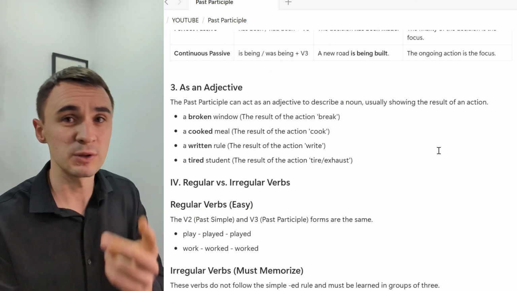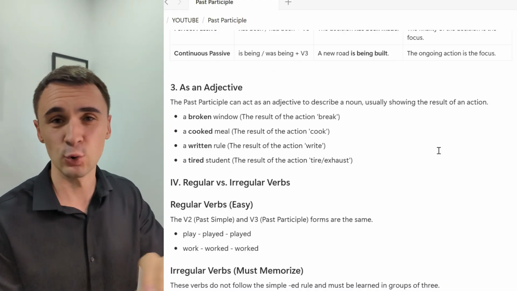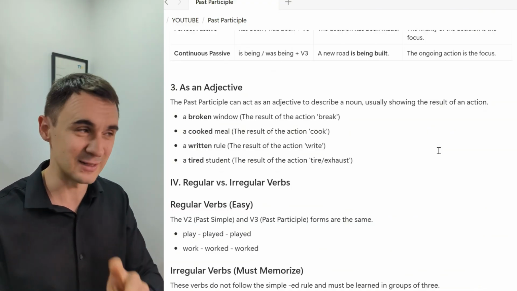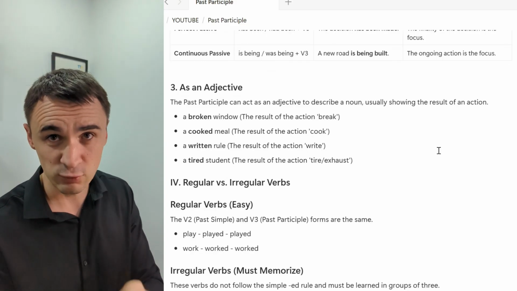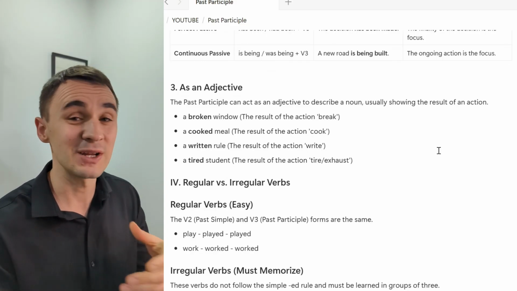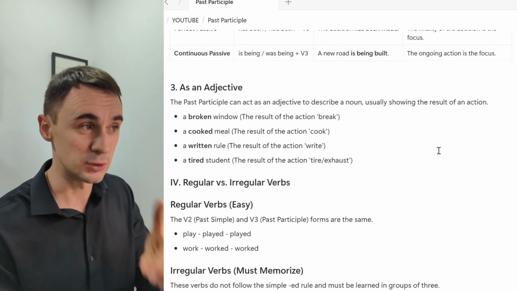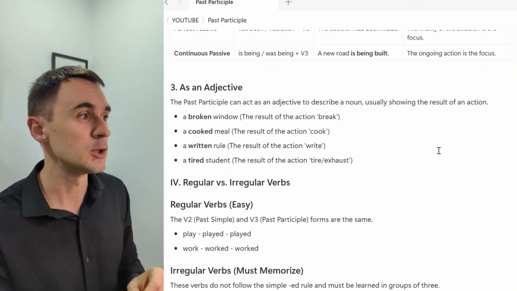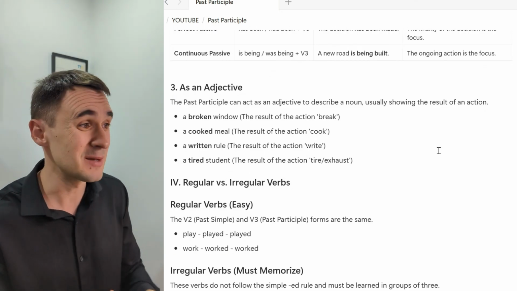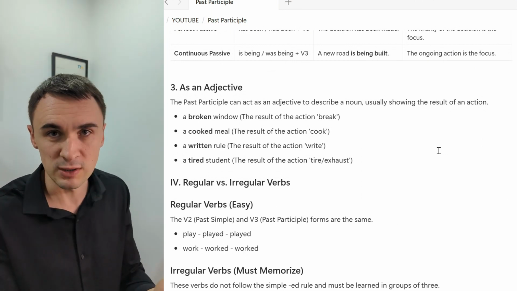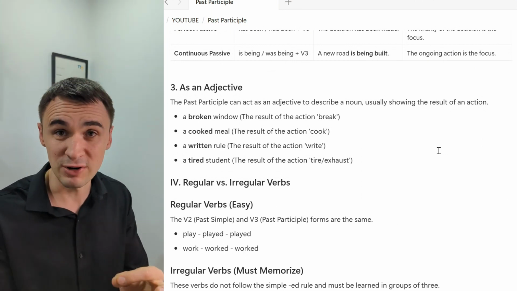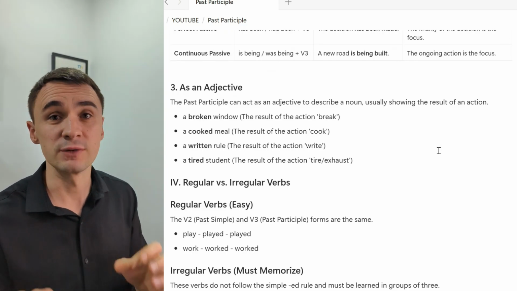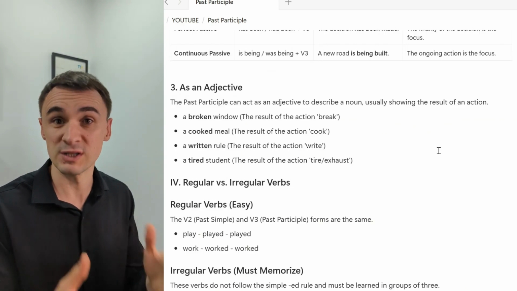So the past participle or third form of the verb, yeah, I always show it like this because I imagine it as V, but of course third form, right? Not second. So the past participle or third form of the verb can act as an adjective, yeah, to describe a noun, usually showing the result of some kind of action, right? So if you look at the list here, you will see, yeah, a broken window. So somebody broke that window and it's a broken window. It's the third form of the verb to break. Same here, a cooked meal. The result of an action of the verb cook. Somebody cooked it, so it's a cooked meal.